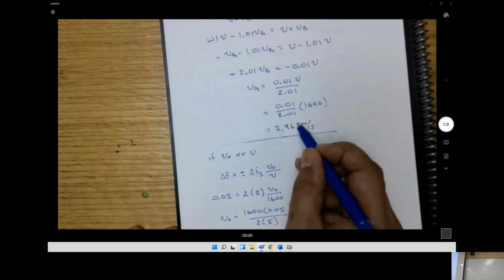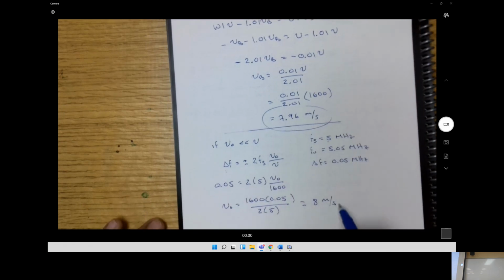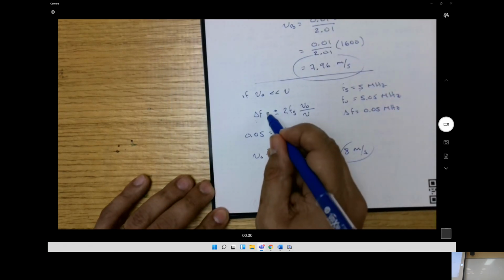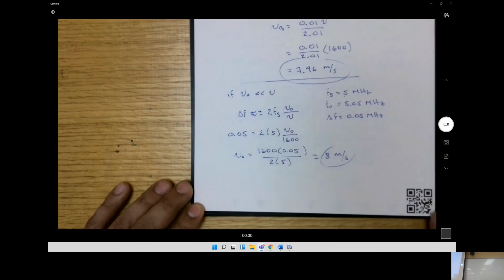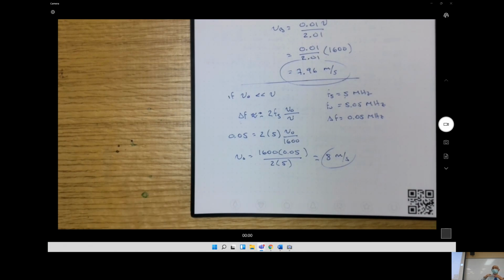Okay, it's not exactly the same. This is an approximation. But if your velocities are very small compared to the velocity of the sound, it's a very good approximation. And you can save yourself a lot of algebra. Okay?